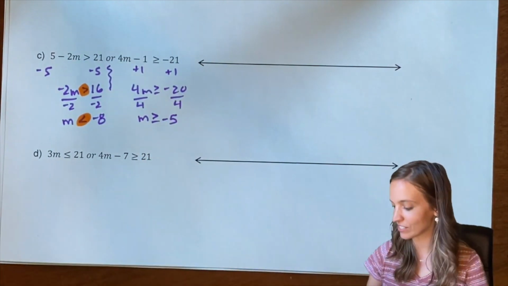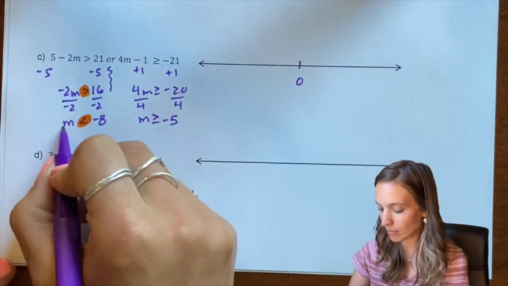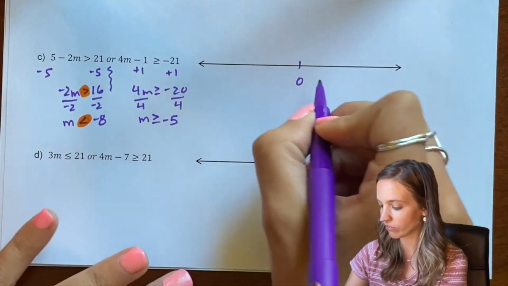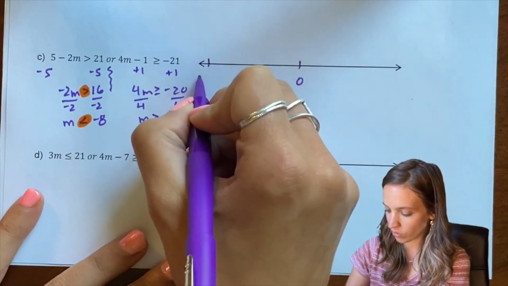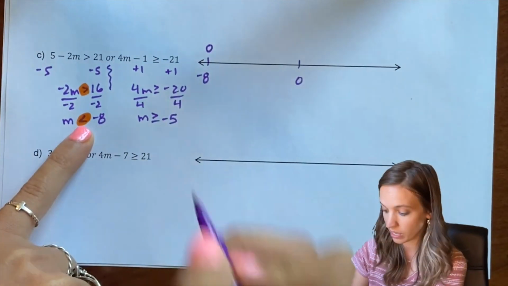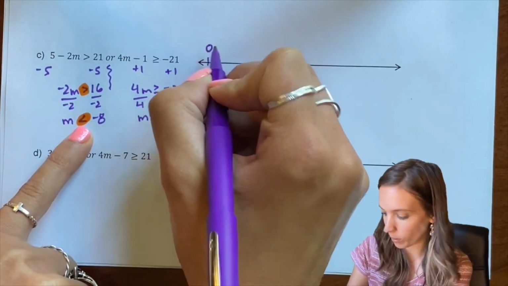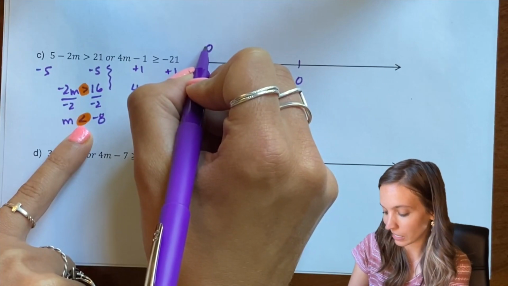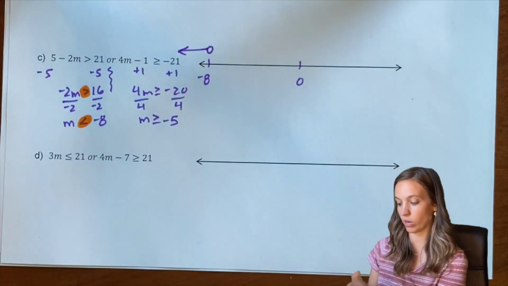Let's see how this graphs. Let me get my 0 on here. m is less than -8 is going to be the first one I graph. So -8 would be way over here if my 0 is in the center. Less than is going to be an open circle. Make sure it's obviously open. And then less than, so that could be -9, -10, so I'm going to point it to the left.